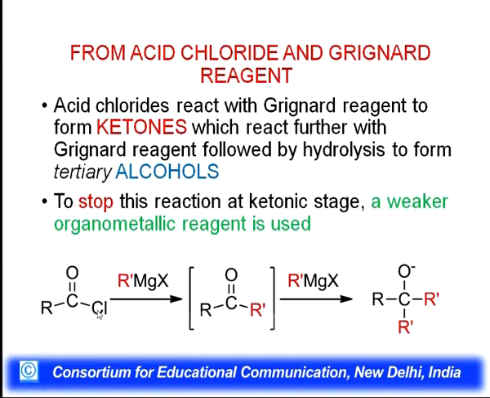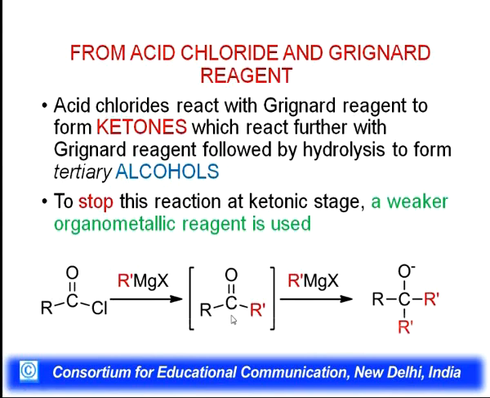So this R goes and reacts with this carbon, and MgX goes to this oxygen. Then when we do the hydrolysis of this compound, we will get a ketone. But this is not a very good method for preparation of ketones, because ketones can react further with the Grignard reagent, since this is an addition reaction.